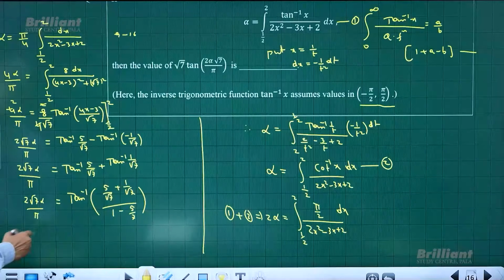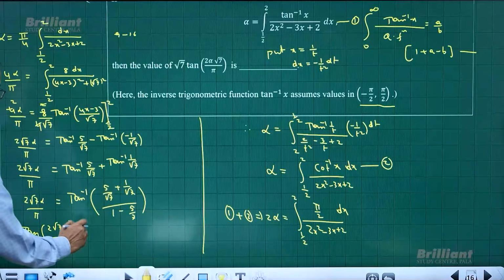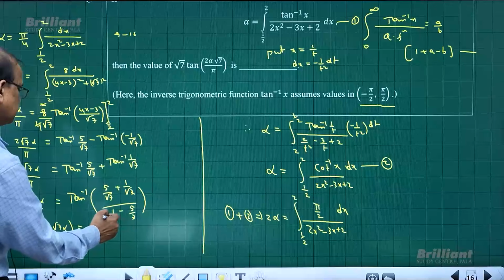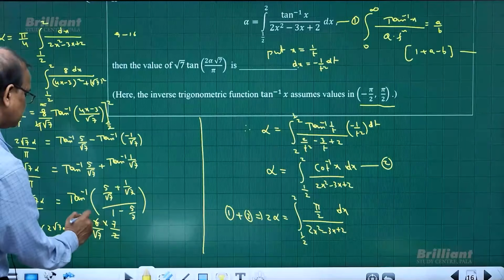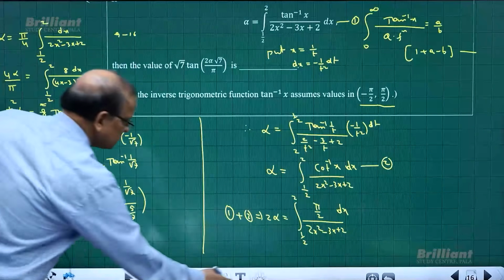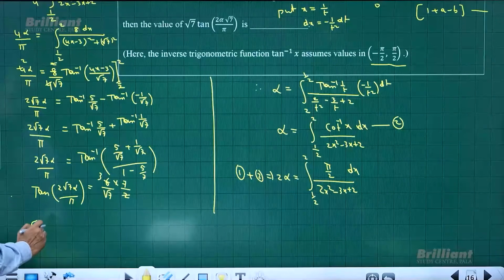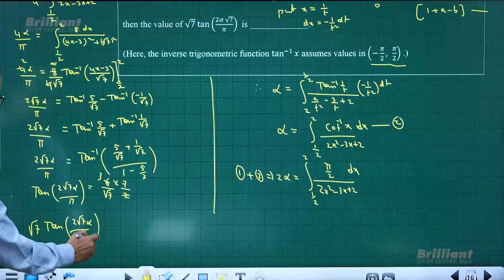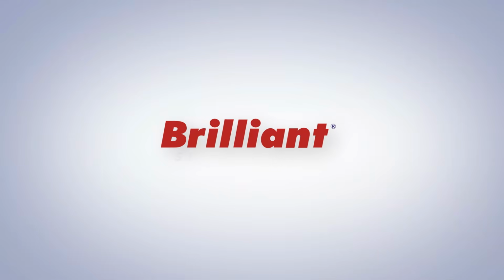Now transfer this side. Tan of 2 root 7 alpha by pi is equal to 6 by root 7, divided by 7 minus 5 upon 7, that is 2 by 7. So root 7 times, you transfer this root 7, you will get root 7 tan of 2 root 7 alpha by pi is equal to 21. Yes, this is the answer.